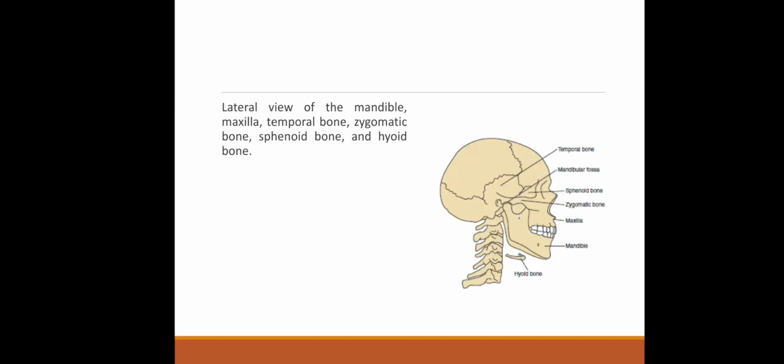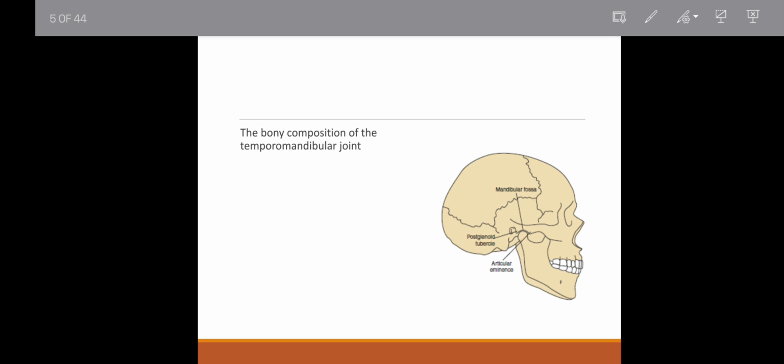This is the lateral view of the temporomandibular joint, showing the bones: mandible, maxilla, temporal bone, zygomatic bone, sphenoid bone and hyoid bone. We are seeing the lateral view and the bone composition of the temporomandibular joint. There we have the mandibular fossa, the posterior tubercle and the articular eminence.